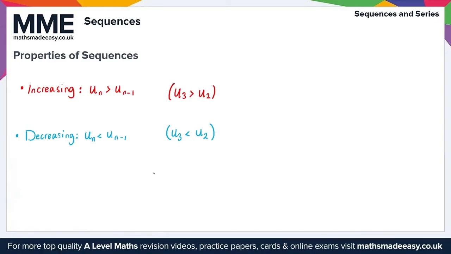And finally, our last type of sequence here, if we represent this in green, is what we call a periodic sequence. Now this is a sequence that repeats in a cycle. It's important to note here that the number of terms in the cycle is the order of the sequence.